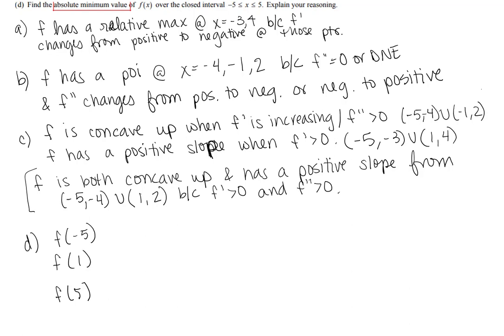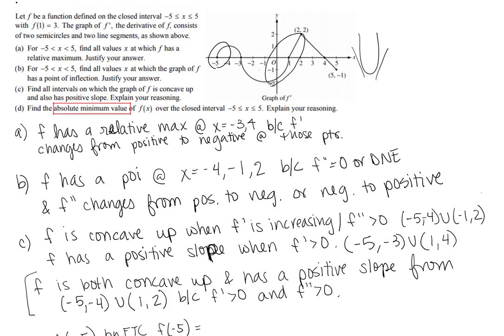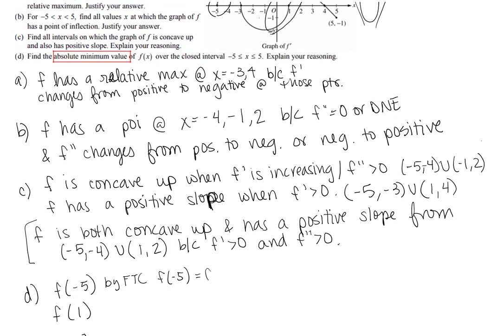Now, to get f of -5, I'm going to use the fundamental theorem of calculus. By FTC, f of -5 equals, because we had an initial value at the very beginning that told us f of 1 is 3, f of 1 plus the integral from 1 to -5 of f prime of t dt. And then I'm just going to substitute in. I know that f of 1 is going to be 3. I also know that this integral is not in the correct order, so I'm going to flip that.